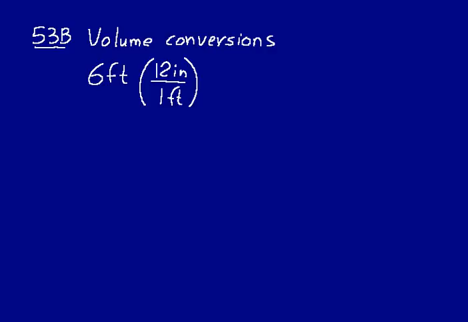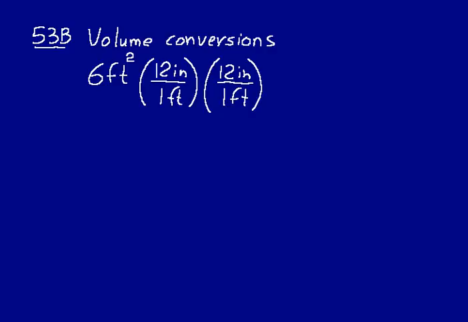Now, what if we wanted to do 6 feet squared to inches squared? We'd have a squared term right there, and now we would need 2 of the same unit multiplier. 12 inches per foot times 12 inches per foot. Okay, so that would be a conversion of area.